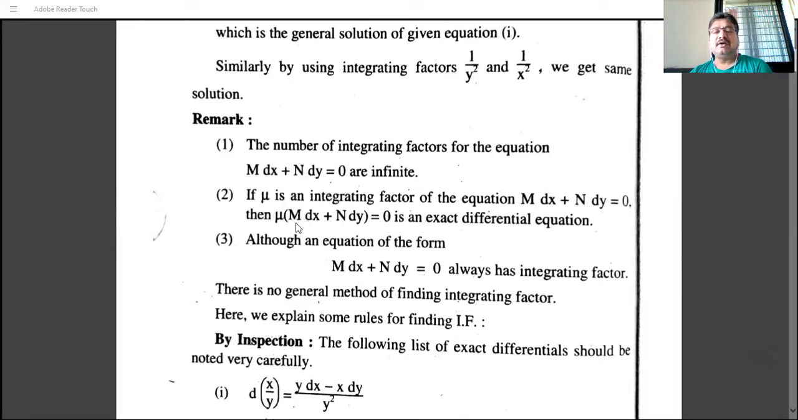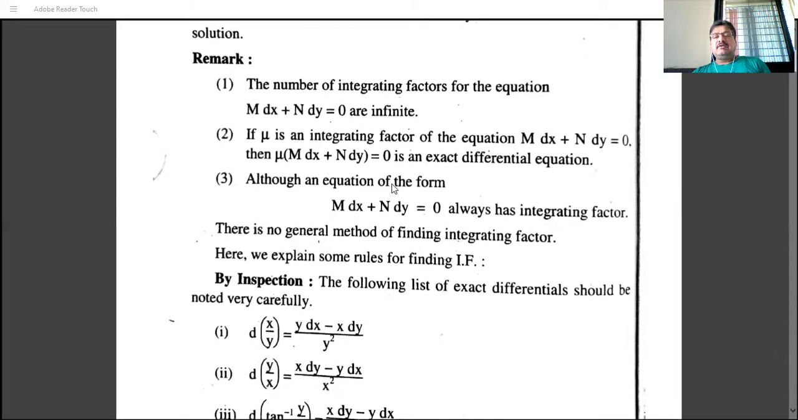This is mu M dx plus mu N dy is equal to 0. Right? So mu (M dx plus N dy) is equal to 0 is an exact differential equation. This is the definition of integrating factor. That is, if you multiply by the integrating factor, then the given non-exact differential equation becomes an exact differential equation.